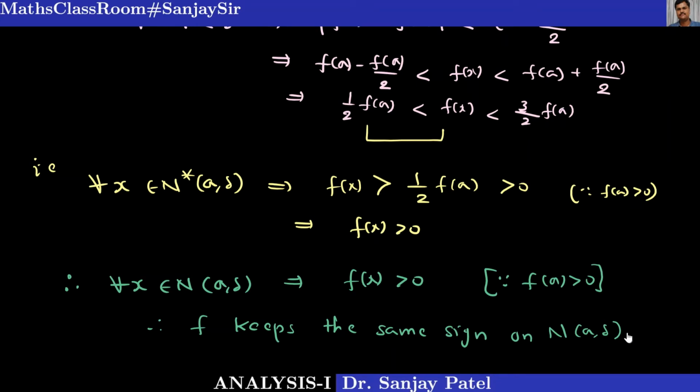Similarly, if you assume that f of a is negative, then you can show that f remains negative for every x belonging to some delta neighborhood of the point a. Okay.